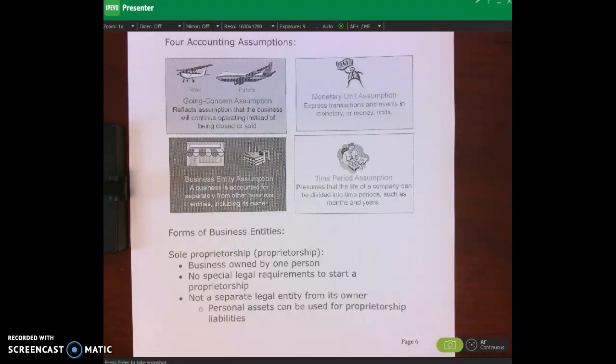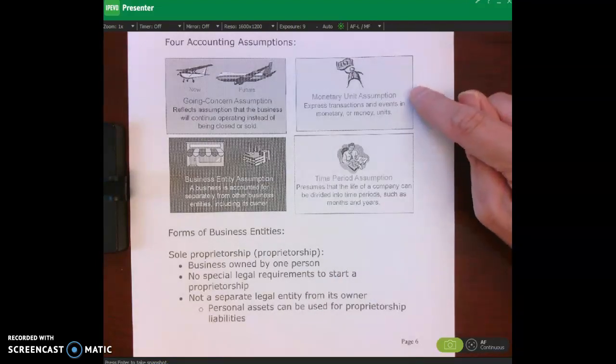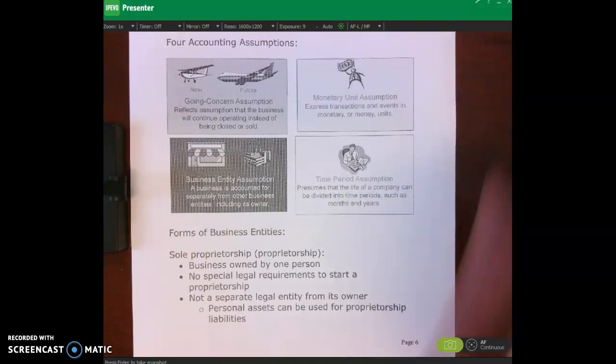The other one is that we have a monetary unit assumption, that we have to express transactions and different activities in an organization in terms of dollars or euros, any monetary unit, okay? So we have to be able to express events and activities in terms of monetary units, such as dollars.